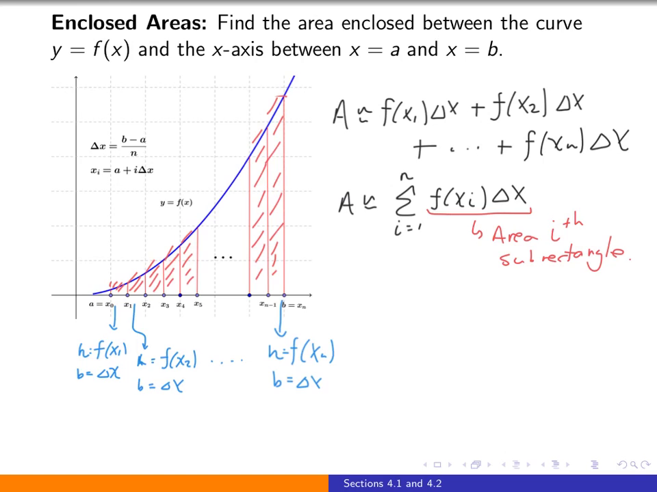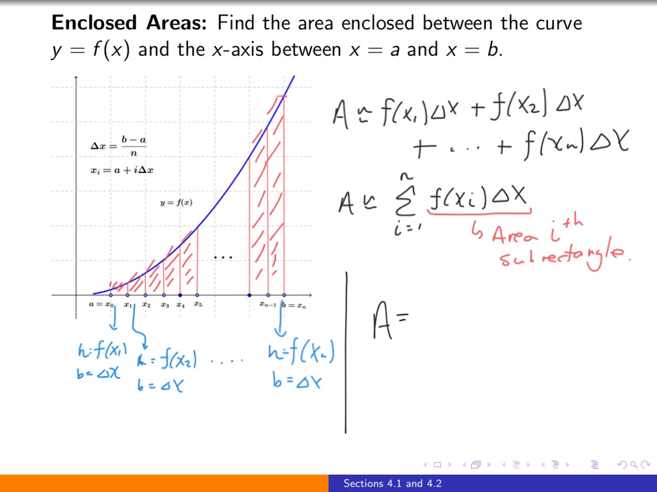So the question becomes, how do we get an exact value for the area then? Because all we have at this point is an approximation. And the key observation is the more rectangles you use, that is, the larger the value of n, the better your approximation is going to become. And you think, what's the most rectangles we can use? Well, think of the biggest possible number.